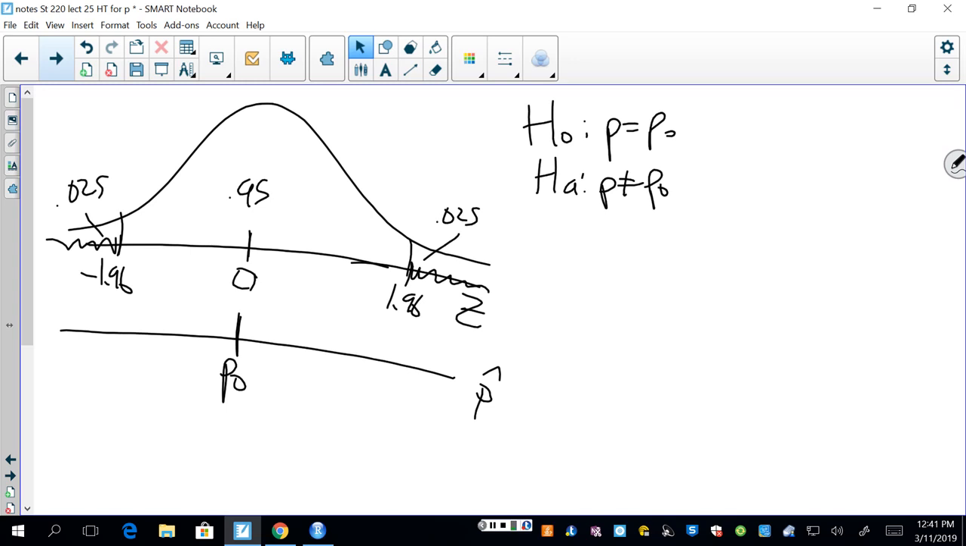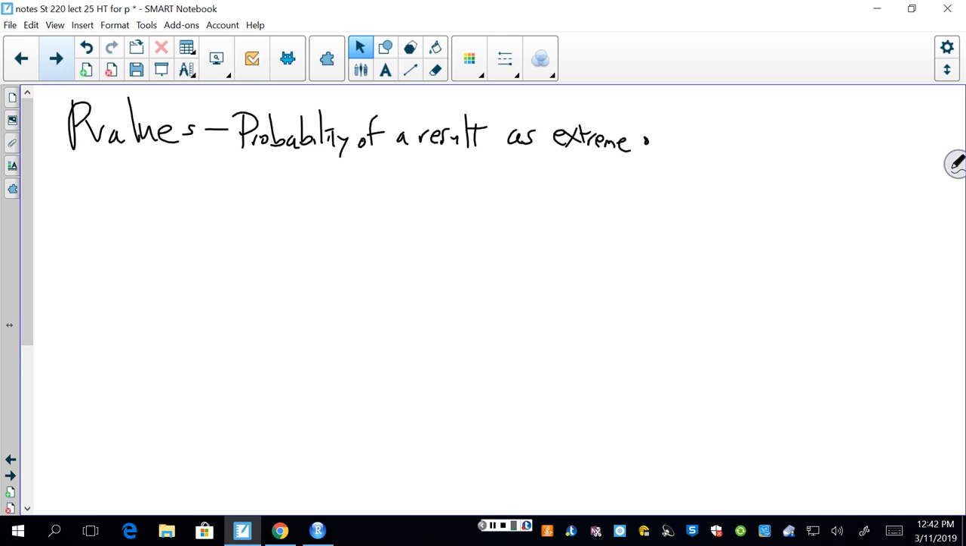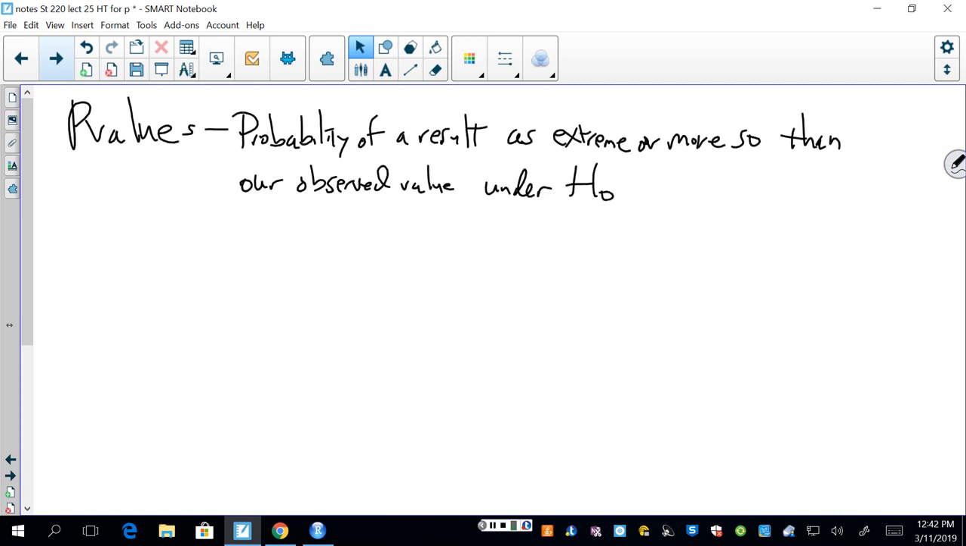Another way of looking at it is quantifying this in terms of p-values. So let's look at that as an example. The p-value, again like last time, is the probability of a result as extreme or more extreme than our observed value under H0, assuming H0 is true.